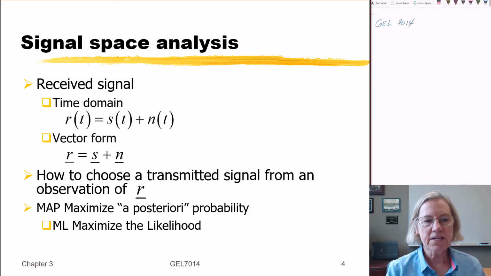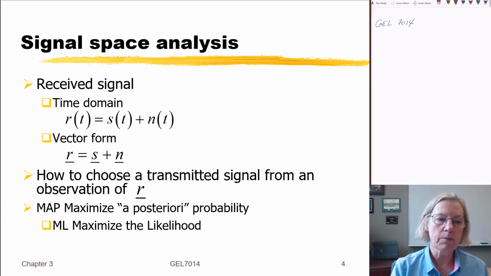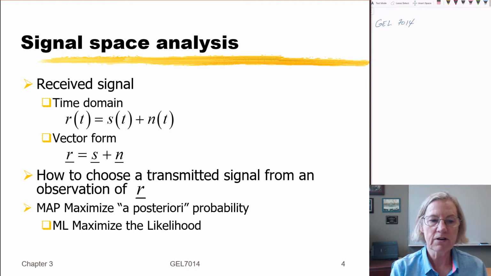So we take this received vector, once we have transformed the received time domain signal into a vector, and from this observation we have to make a decision on which symbol was transmitted. And we looked at the MAP receiver, which maximizes the a posteriori probability and which requires information on the a priori distribution of the symbols. And when that information is not available, we will turn rather to the maximum likelihood, or ML, receiver, which, as it says, maximizes the likelihood, which is independent of the prior distribution of the symbols.